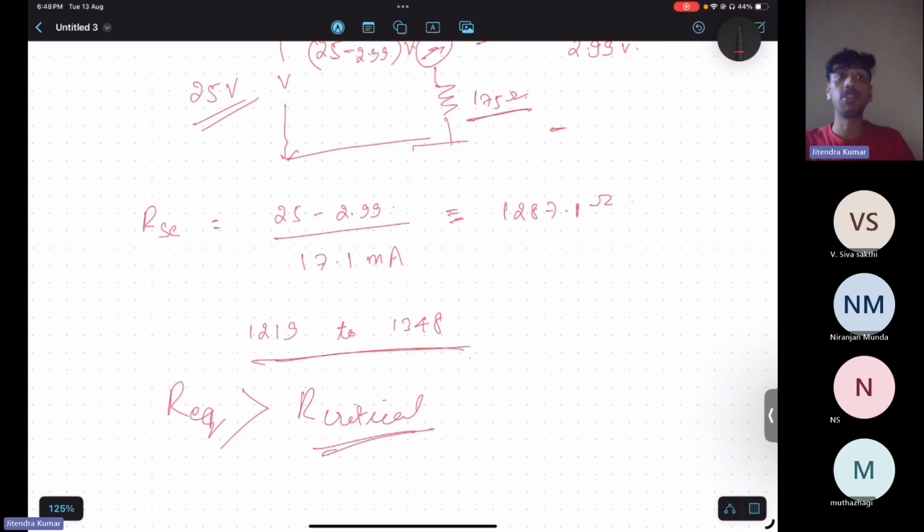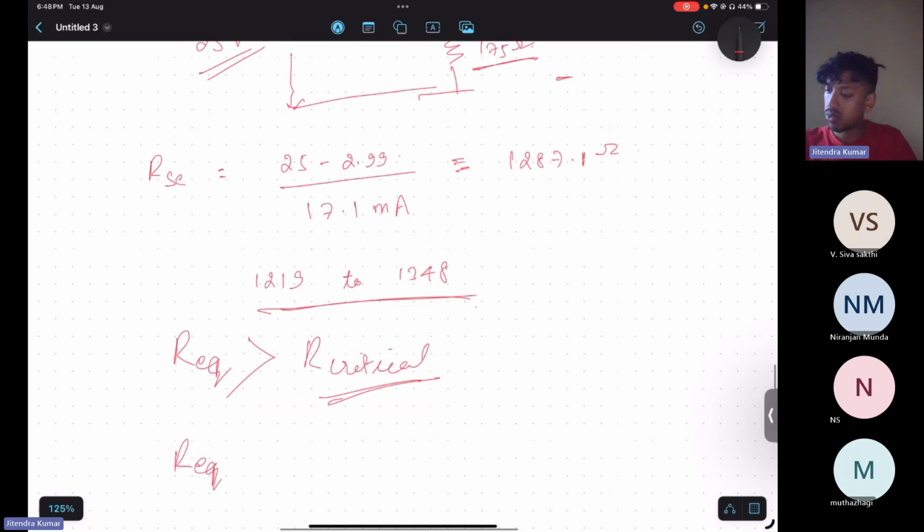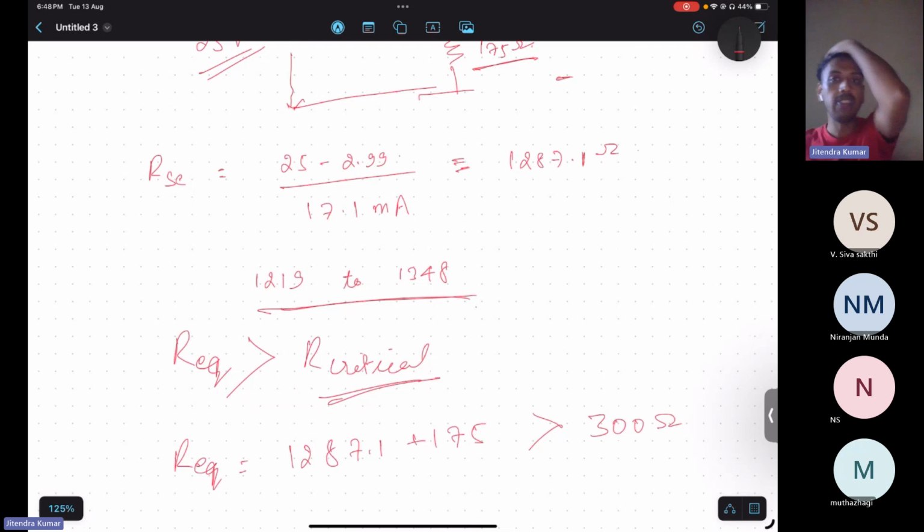I am getting this value of R critical from the first question, where it was mentioned that the system will exhibit critical damping characteristics when the total resistance is 300 ohm. And here our R equivalent in this voltmeter circuit is 1287.1 plus 175, so it is definitely higher than 300 ohms. So that is why it will be underdamped. So if there is no doubt, we can move on to the next part.